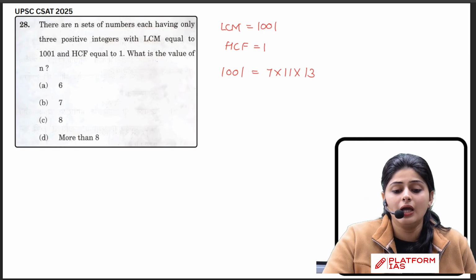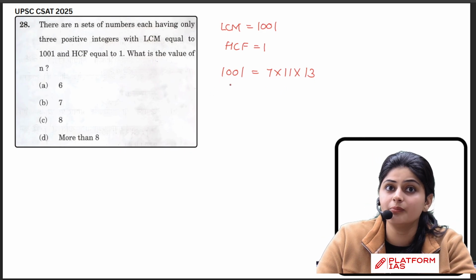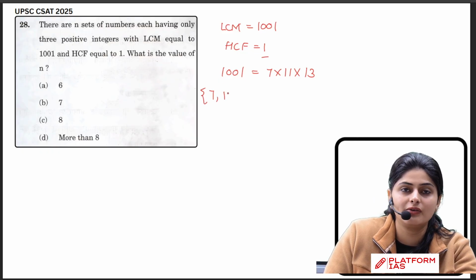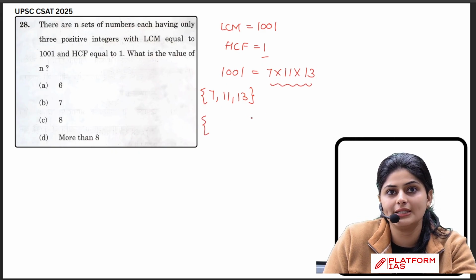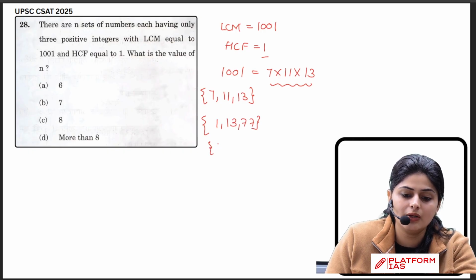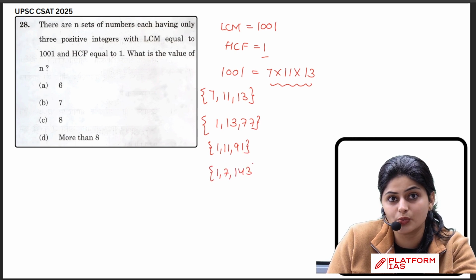Now the possible sets with the LCM 1001 and HCF 1 will be made from 7, 11, 13. It will be a combination of these numbers only, which will give me the LCM 1001. So it will be 1, 13, 77. Then we have 1, 11, 91. Then we can have 1, 7, 143 as well.